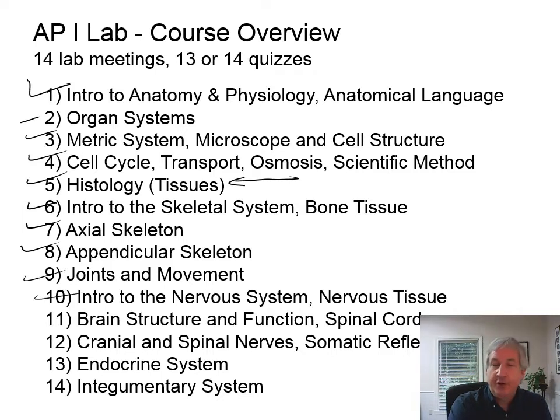Then we'll do the intro to the nervous system and nervous tissue. We'll do brain structure and function, spinal cord. And then we'll do the cranial and spinal nerves and somatic reflexes. And then we'll do the endocrine system and integumentary system. And those may be reversed, or integumentary system may be somewhere else in this order.